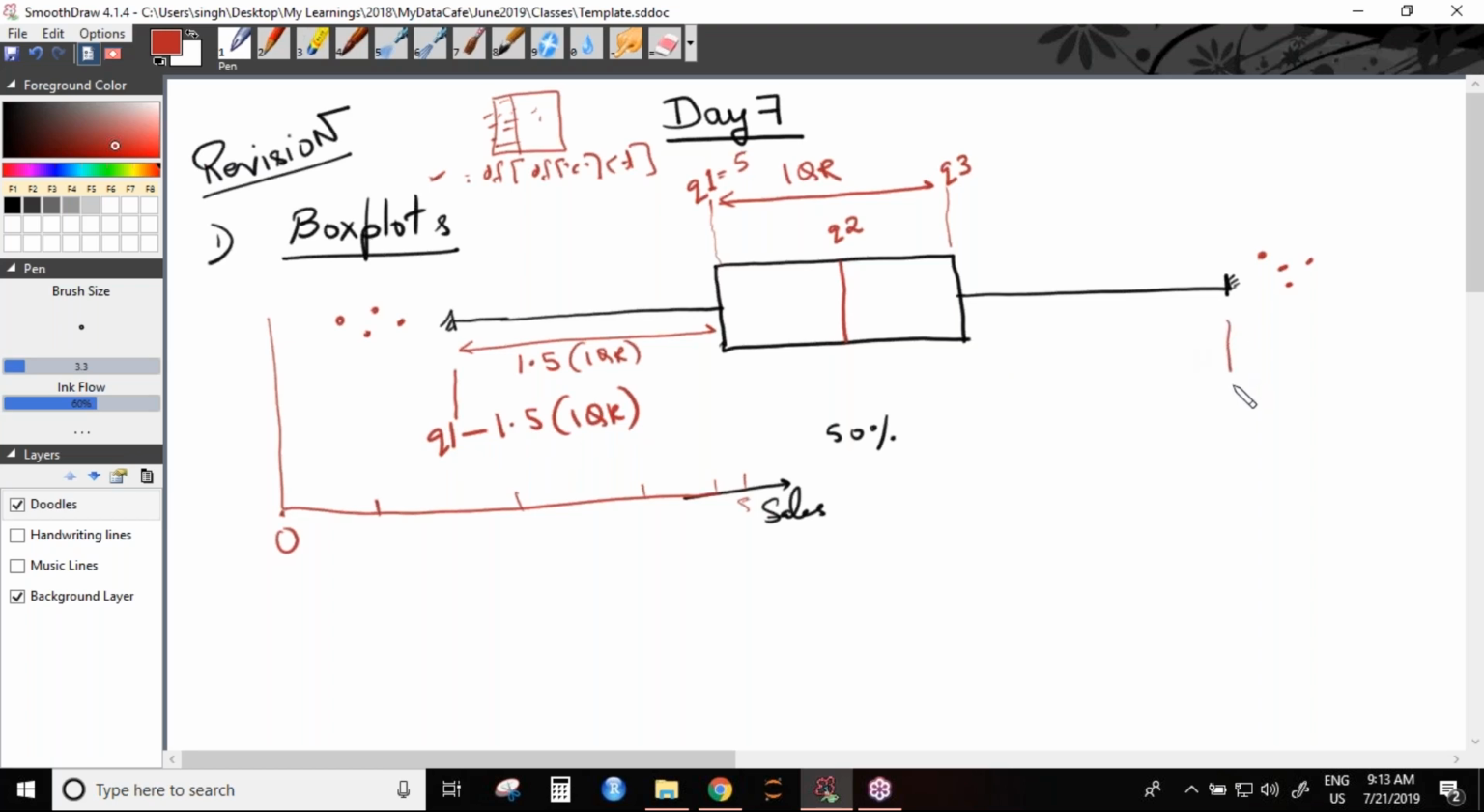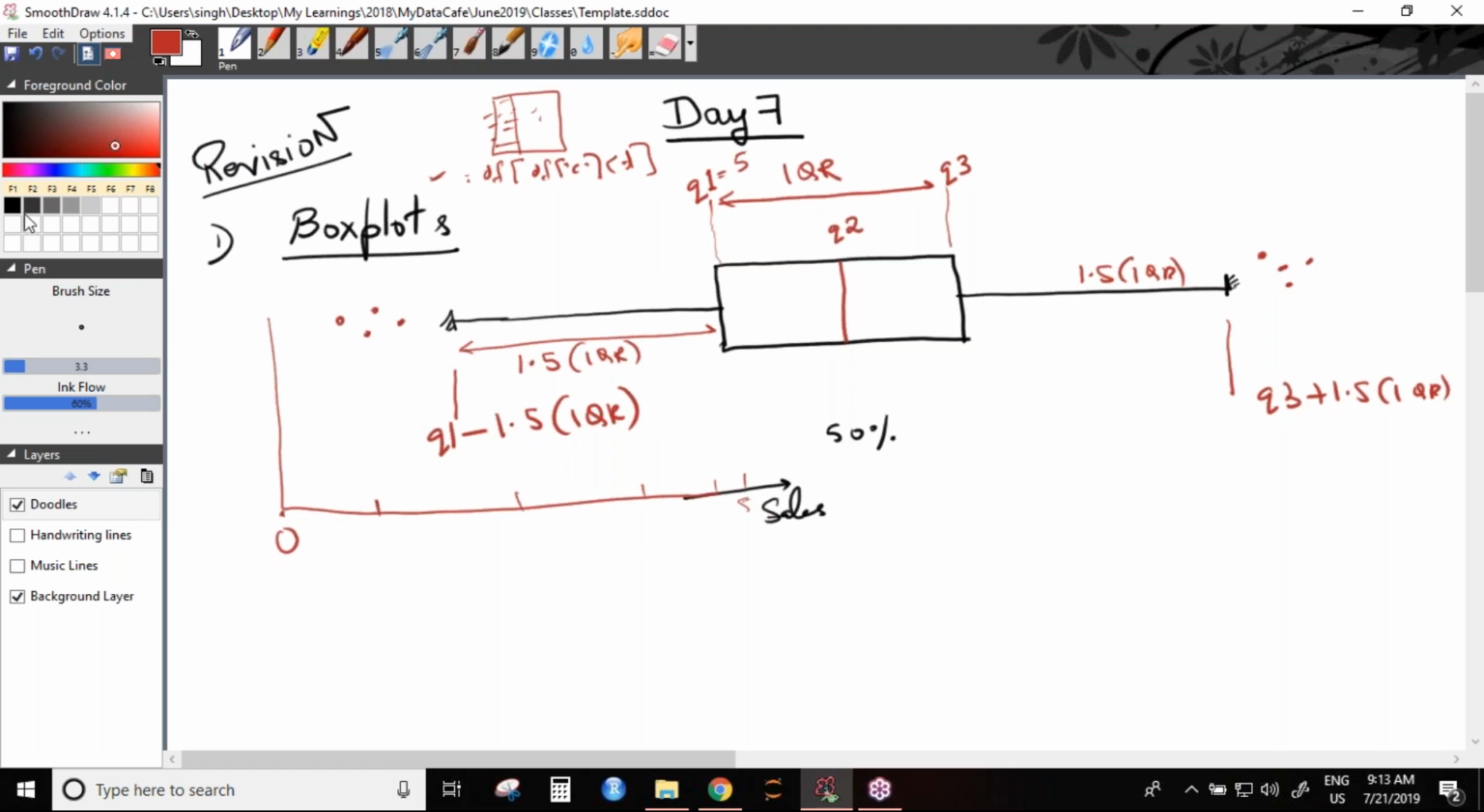Similarly, identifying the threshold on the upper side from the origin, we know this is q3 and this is 1.5 IQR. So this will be q3 plus 1.5 IQR. Okay, remember we are trying to know its value from the origin. Okay, so I think this is all about box plots.